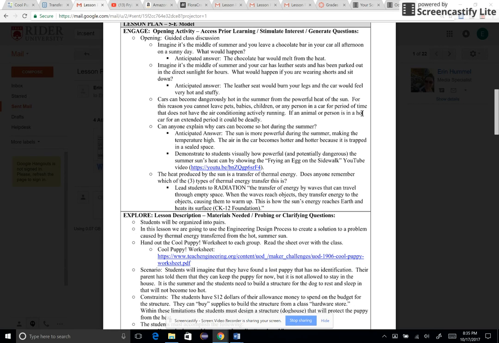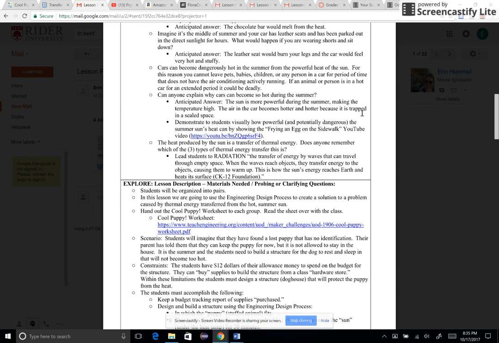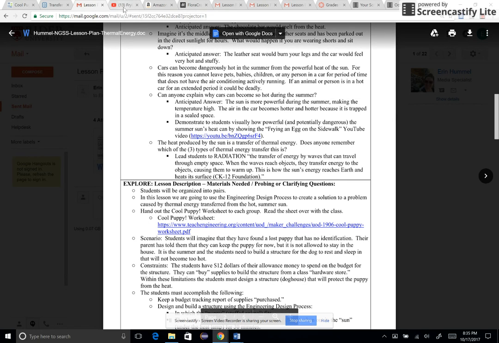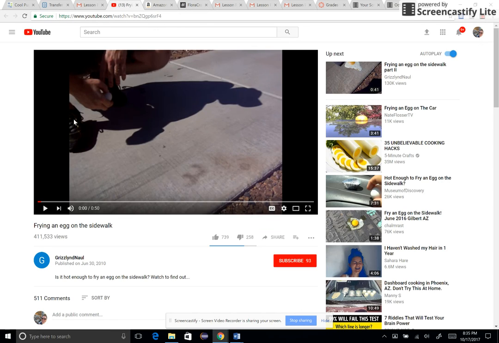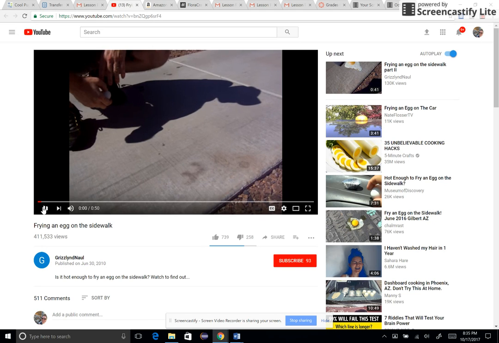And we'd ask the students, can anyone explain why cars become so hot in the summer? And we anticipate that the students will realize it's because during the summer, the sun is more powerful and the heat from the sun heats up the car tremendously in that enclosed space. And we would demonstrate just how powerful the sun can be during the summer with this video called Frying an Egg on a Sidewalk, where they can actually see the power of the heat of the sun.